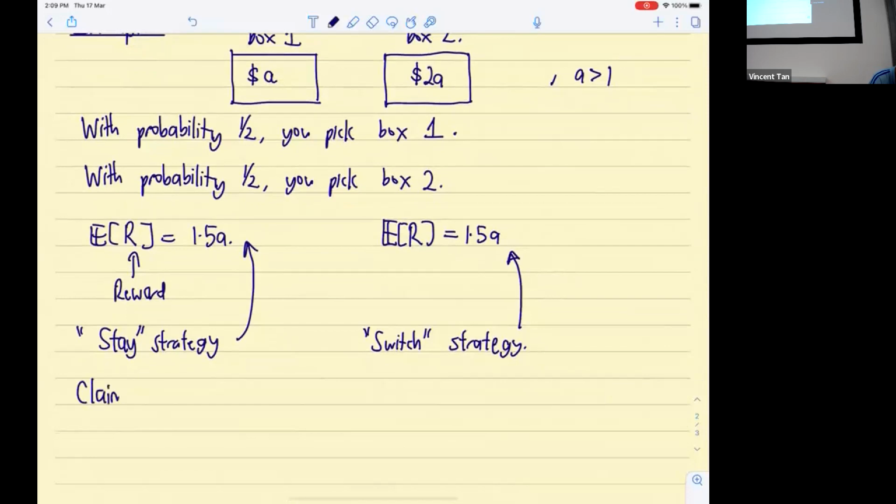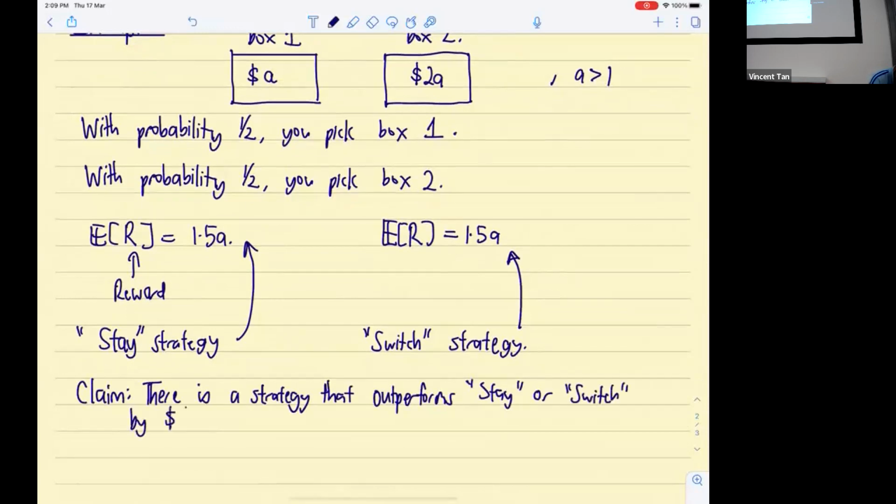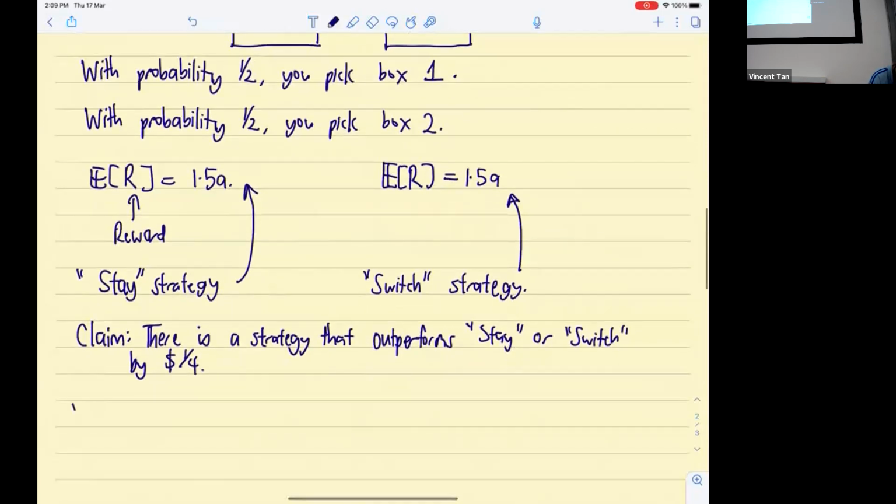Claim: there is a strategy that outperforms stay or switch by $0.25 each time. Very exciting, right? So what is this strategy? This is called a mixed strategy. This seems to be impossible because you have two boxes. It makes sense to just pick the box because you cannot see anything in the boxes.